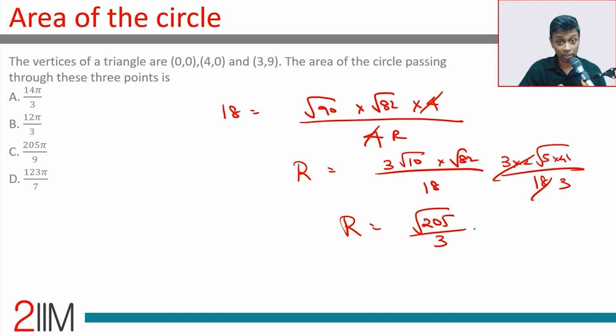It's a vague number, but we don't want circumradius, we want area. Area is pi r square. So, r square is 205 by 9, 205 pi by 9. Looks like an impossibly tough question. The random scalene triangle for which we have to find circumradius. We've not even been given the metrics, we've been given the coordinates.